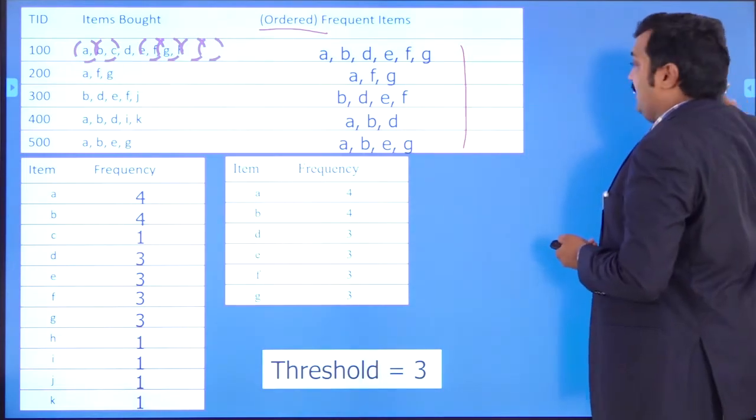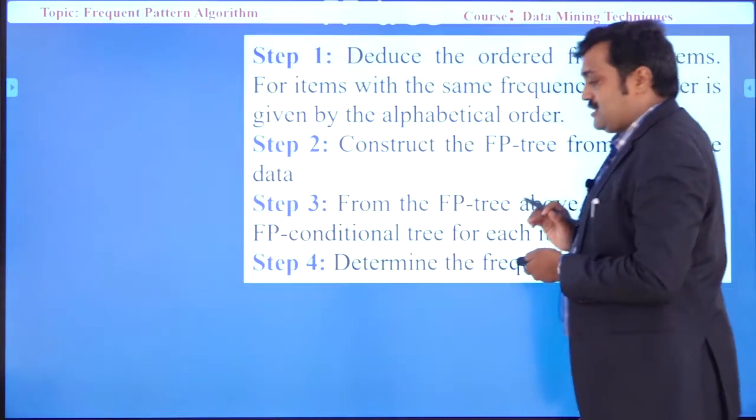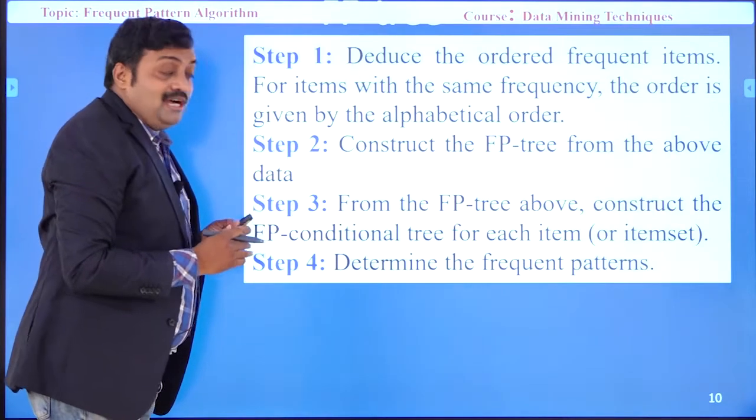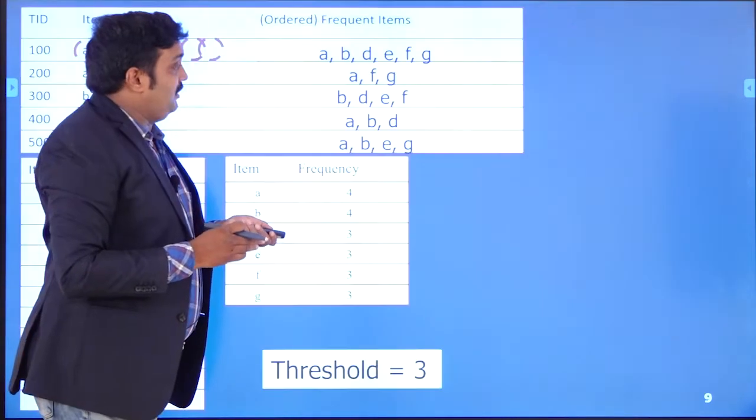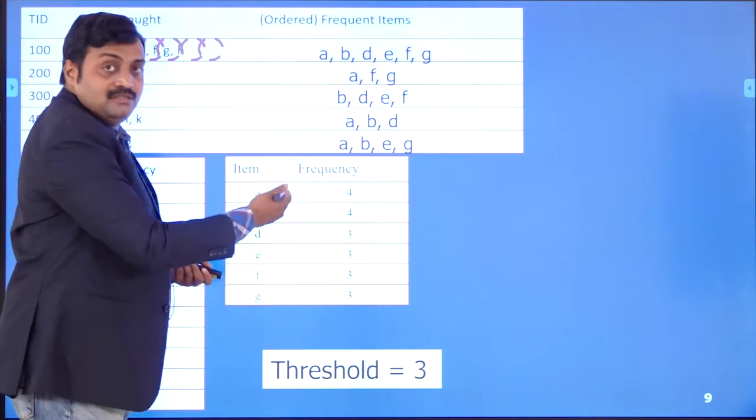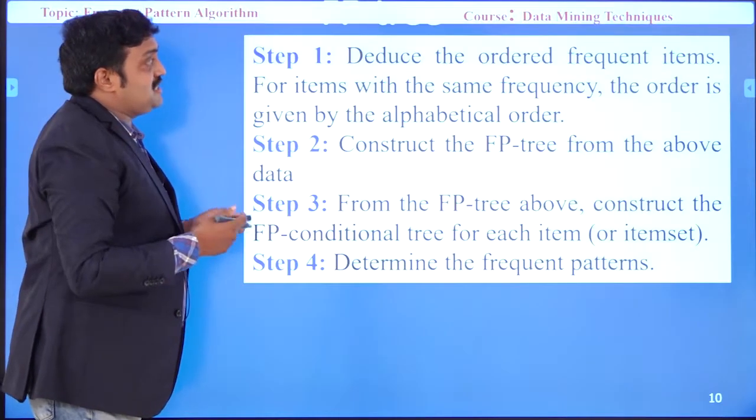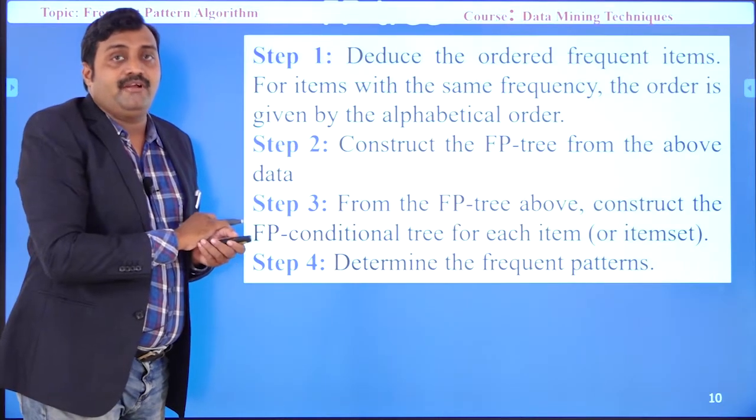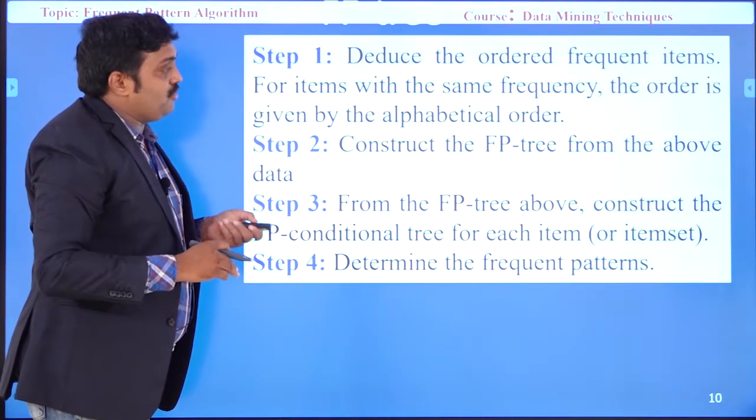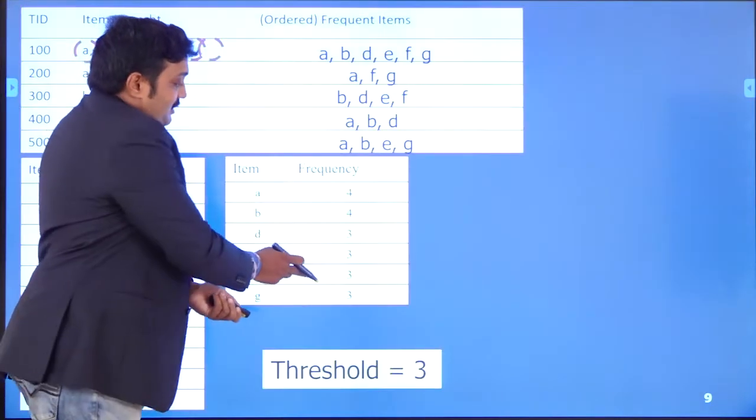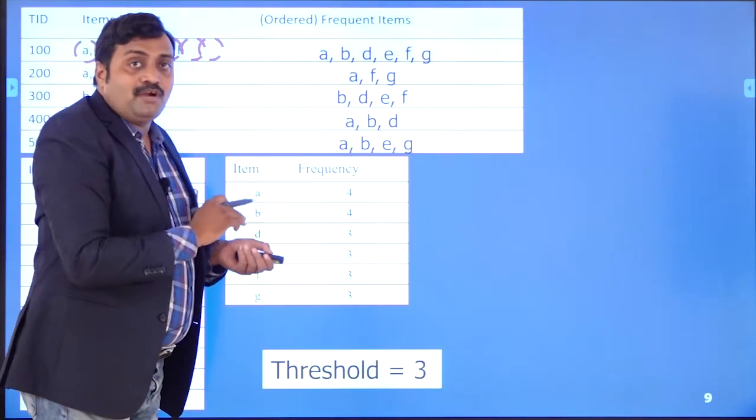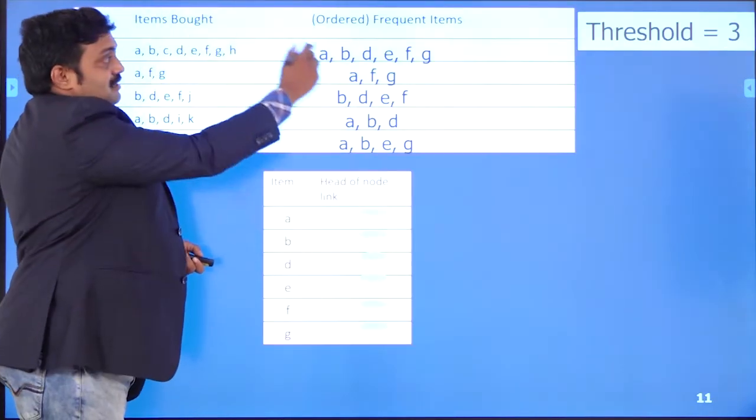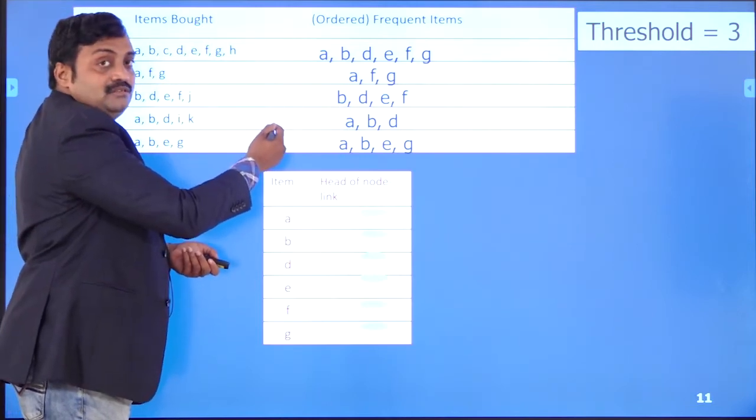Now I am going to apply step 2. What is step 2? Step 2 is where we start the construction of the tree. In step 1, we got the table like this. In step 2, we are going to construct the FP tree, the frequent pattern tree. How are we going to construct it? Based on this table, I start the tree construction.